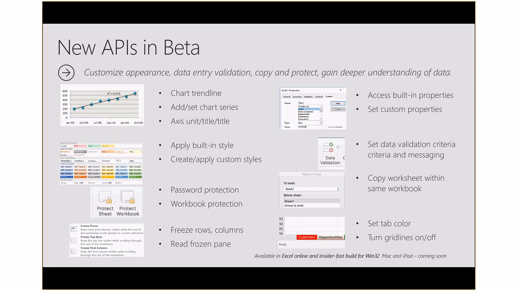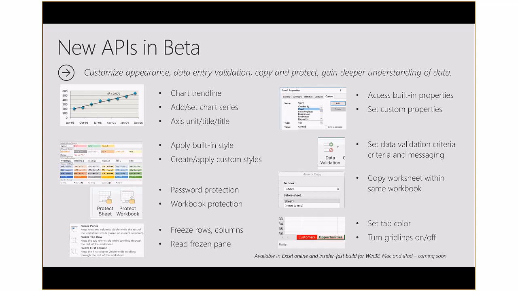And to make the customization of appearance even more fine-grained, we are introducing the setting of tab color and also turning gridlines on and off. So this will allow you to customize your reports and also highlight the worksheets that you want based on a different coloring scheme. All of these features are on Excel Online and Excel Desktop on the inside of Fast Builds. And we are working hard on making these features available on Mac and iPad very soon. So these are some of the API capabilities.